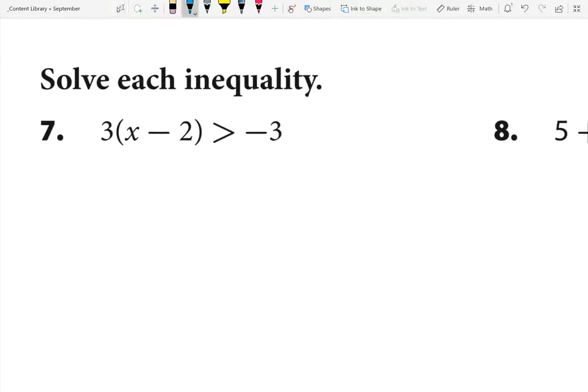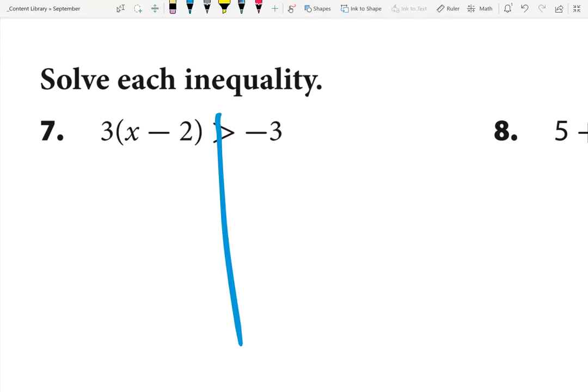3 times x minus 2 is greater than negative 3. So in this problem, we have these parentheses, and we have to deal with those parentheses first. So the x is over here, and we have the 3 and the negative 2 we need to get rid of, but we can't do anything about it until the parentheses are gone. The way we get rid of these parentheses is that there's actually 2 ways you can solve this problem.